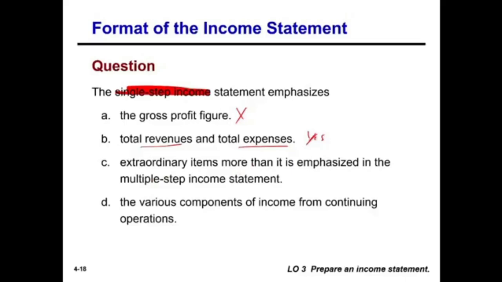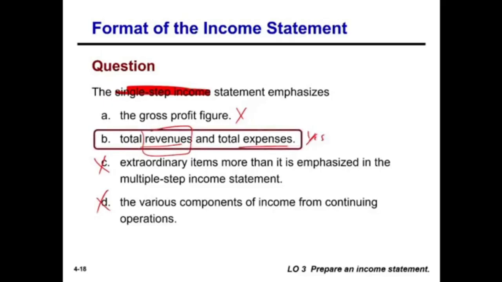Extraordinary items, more than it's emphasized in the multiple step? No. The various components of the income from continuing operations? No, it doesn't show any various components. It just tells you your total revenues and your total expenses. So the answer is B. This is what it emphasizes.